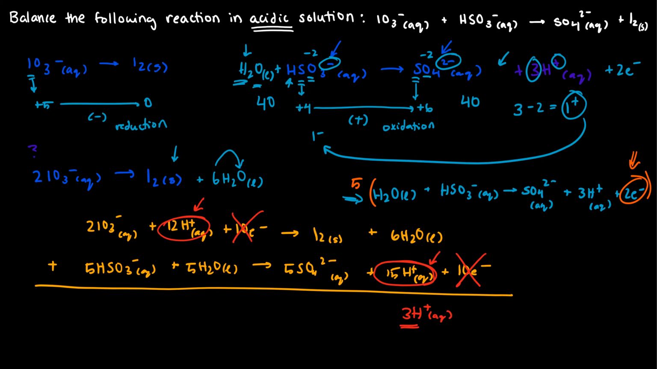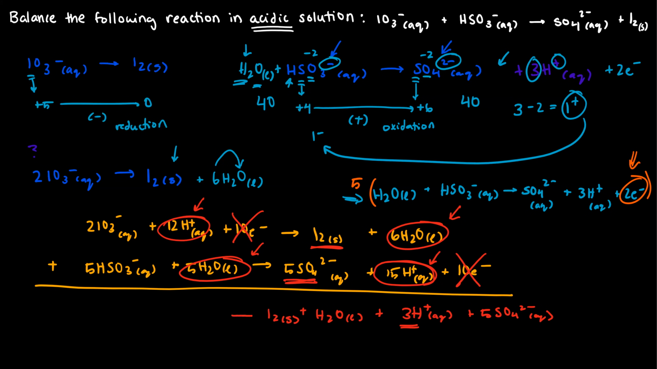And we're going to see that with our water molecules, we have 6 H2O over here, and we have 5 H2O over here, which is going to leave us with 1 H2O liquid on the right side, again, because we had more on the right side than on the left side. 6 minus 5 leaves you with 1. In addition to that, this isn't going to cancel off with anything, so we're going to have 5SO4 2- aqueous still on the right side of this equation, and our iodine isn't going to cancel off with anything. So we're going to still have I2 on the right side of our equation.